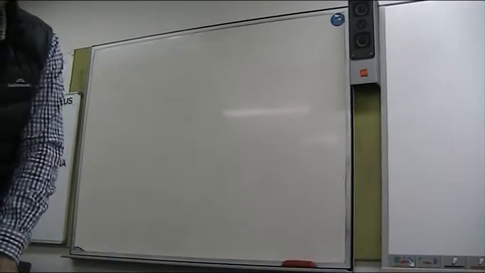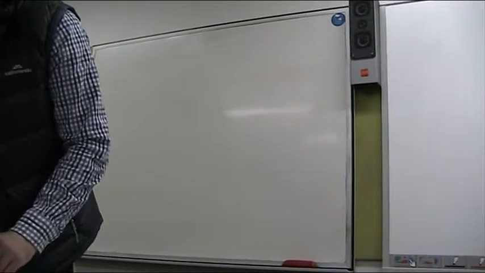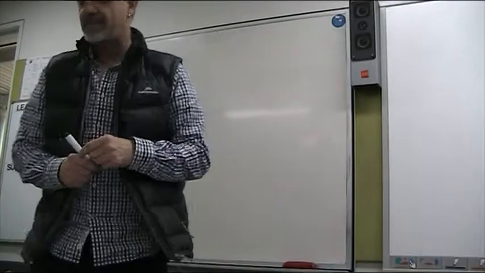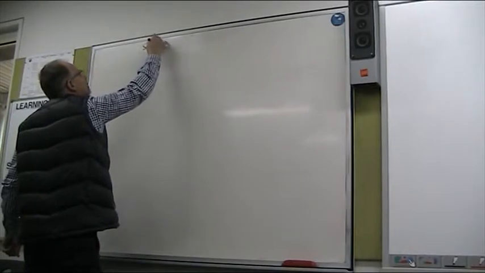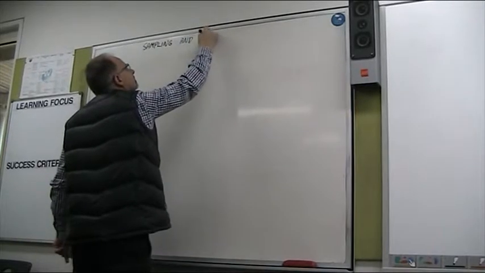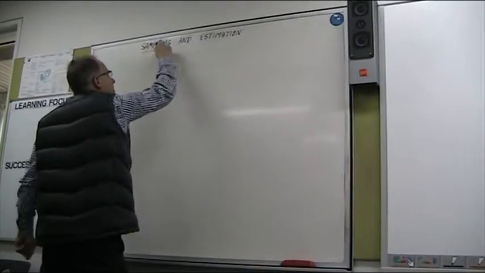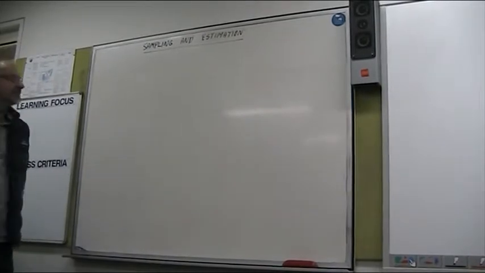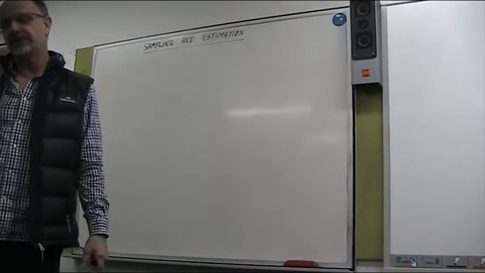All right, today we have the second last lesson of stuff. So, the last section of the probability and statistics is to do with sampling and estimation. So a few definitions.